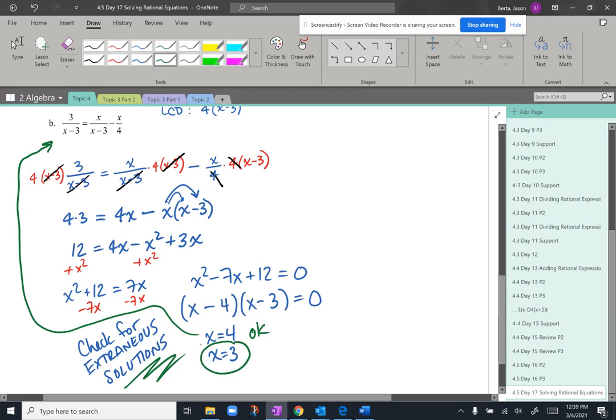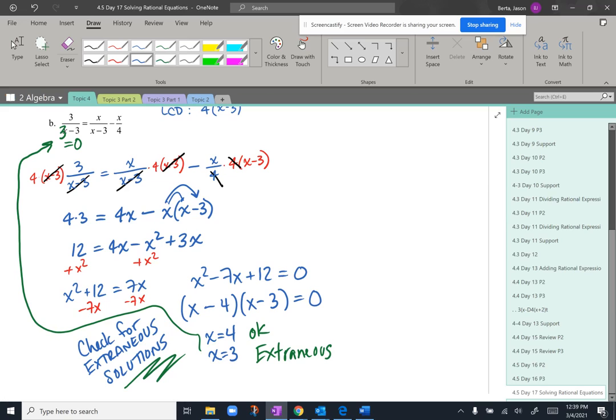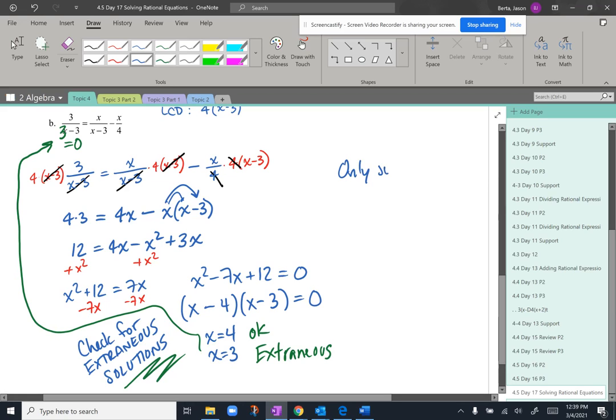What about x equals 3? When we plug that in for x here, we get a denominator of 0. So x minus 3 does not work. It results in a denominator in the original equation equaling 0. Therefore, x equals 3 is an extraneous solution. So the only solution to this problem here is x equals 4. X equals 3 is extraneous.